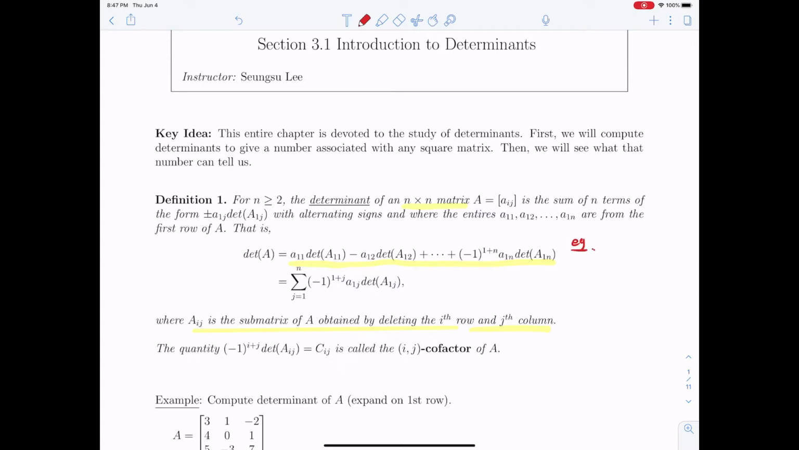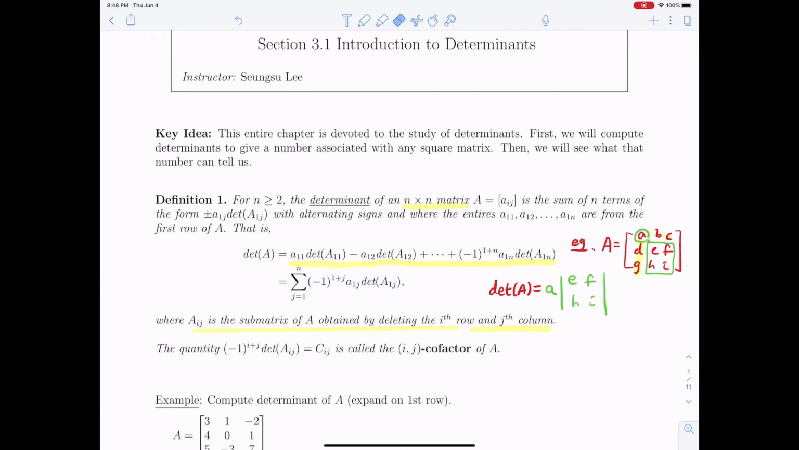For example, suppose that A is given by a 3 by 3 matrix, A, B, C, D, E, F, and G, H, I. Then the determinant of A is given by, basically you first multiply by A11, which equals A, and then you eliminate the first row and the first column. Then the remaining matrix should be this part. So you multiply this by the determinant of E, F, H, and I.